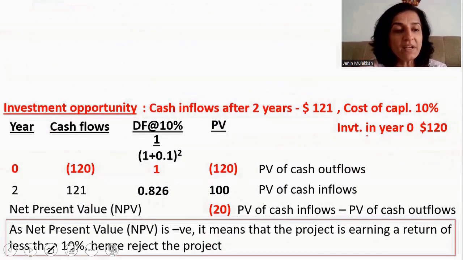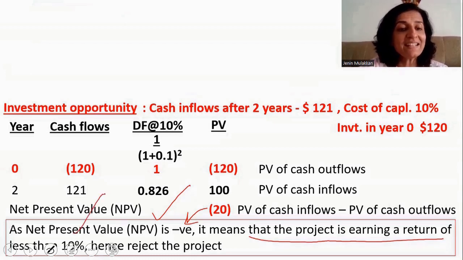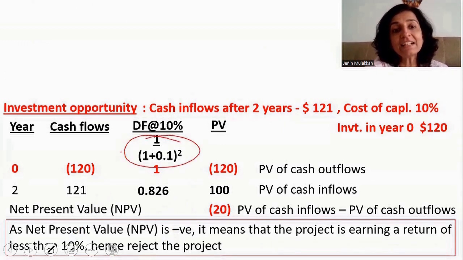So as a final summary, we can write as net present value is negative. In this particular case, it is negative 20. It means that the project is earning a return of less than 10%. Hence, reject the project.